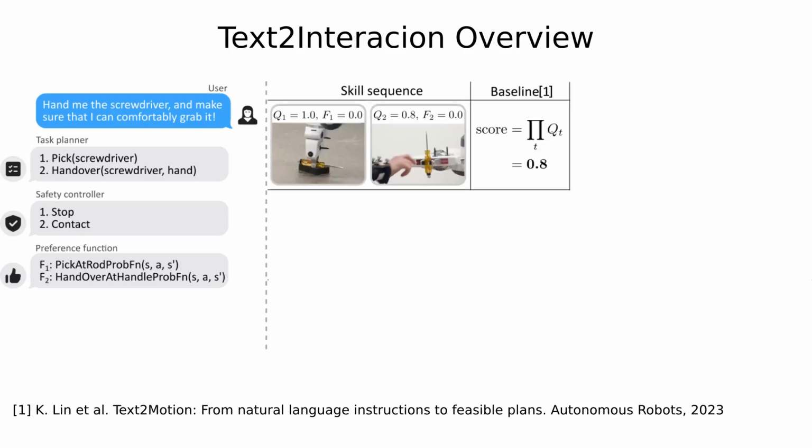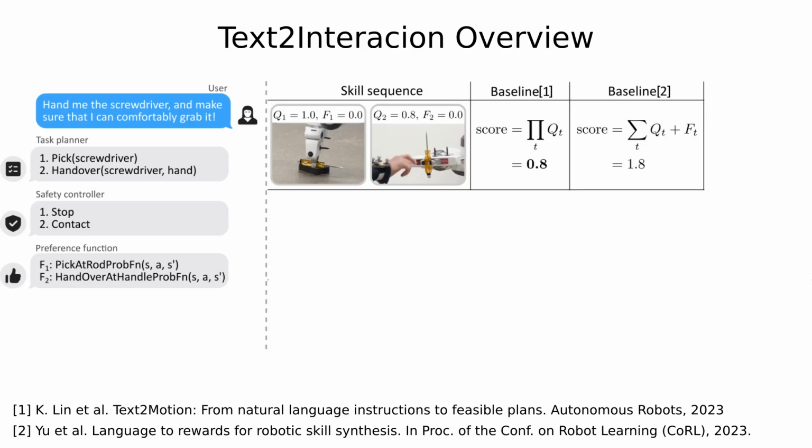Our first baseline represents most state-of-the-art task and motion planning approaches, which only optimize for task success and neglect human preference. Baseline 2 treats both task success and human preference as additive rewards, which can lead to either successful but undesired execution or desired but unsuccessful ones. Our approach treats task success and user preference as a combined probability, which allows us to find solutions that satisfy both requirements. In the shown example, the preferred execution might be that the robot grasps the screwdriver by the rod and hands it over with the handle facing towards the human.